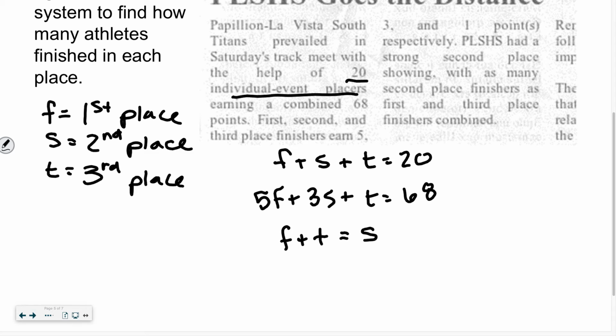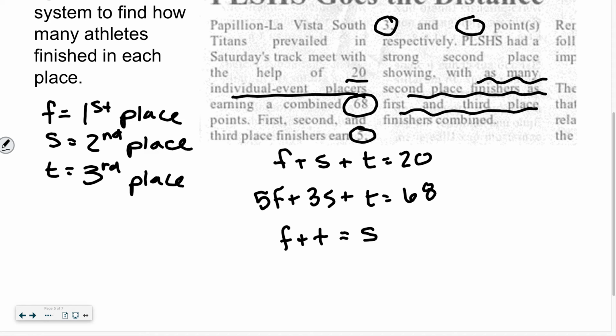Then there's some information about points. They've earned 68 points, and they get 5, 3, and 1 for their place respectively. So that's my 5F plus 3S plus T equals 68. And then there's a third statement here. Because we have three variables, you should be looking for three equations that you can solve. It says there are as many second place finishers as first and third combined. So first plus third must equal the second placers.